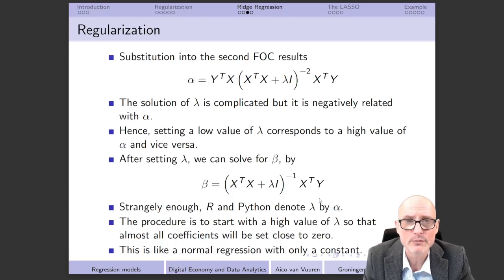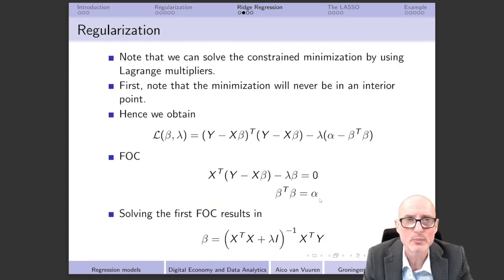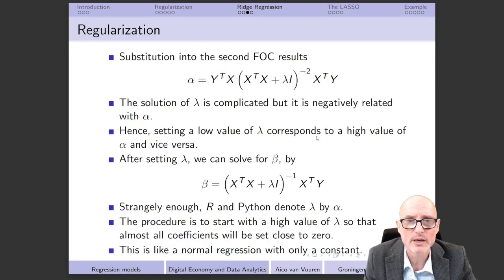Now, strangely enough, even though it's very common in Lagrange multipliers to use a lambda, you should realize that, unfortunately, in R and in Python, they denote the lambda that we have over here by alpha. So that's an important thing that you have to take into account. At the moment that you go to R or Python and have to set the alpha parameter, that's actually the lambda parameter that we have over here.